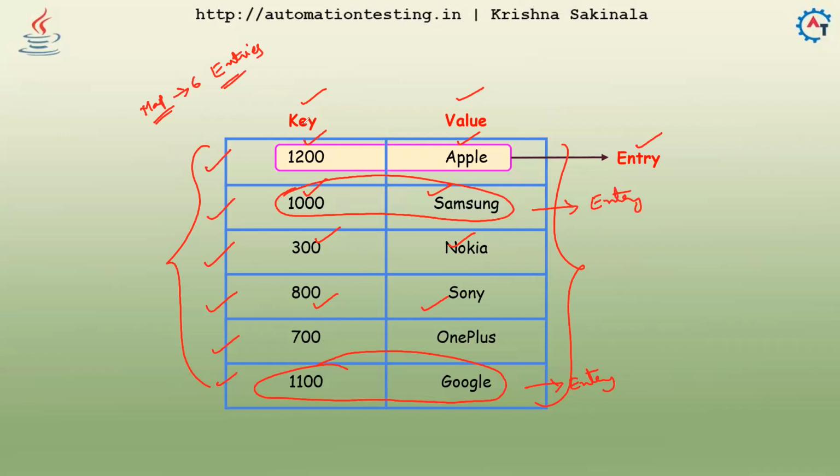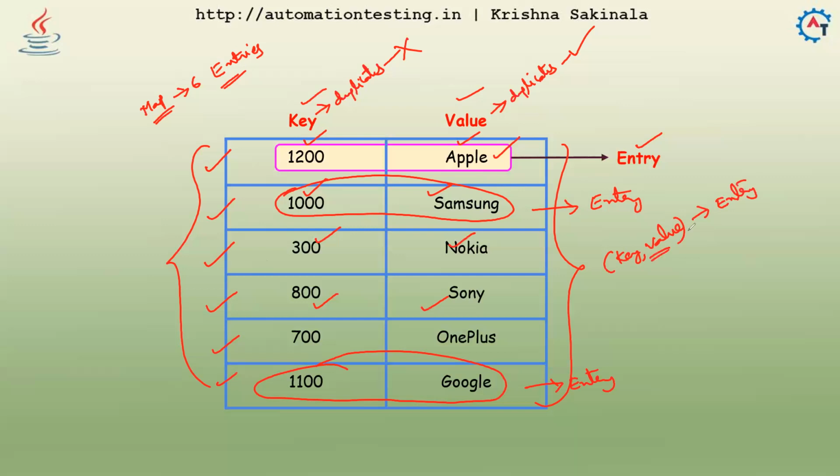The first object is called the key, and the second object is called the value. Duplicate keys are not allowed, but for values, duplicates are allowed. So 1200 should not repeat in the keys, but apple can appear more than once. This is how a map will work. This is called a key value pair, key comma value, and this is called an entry.